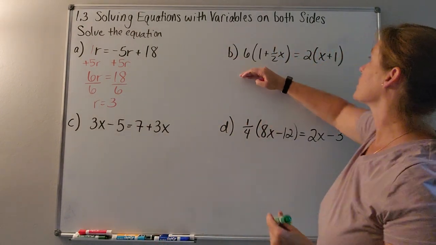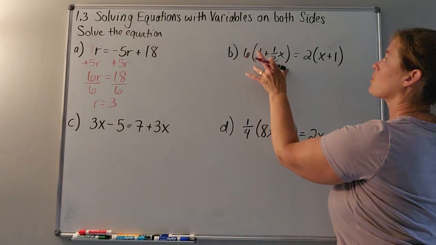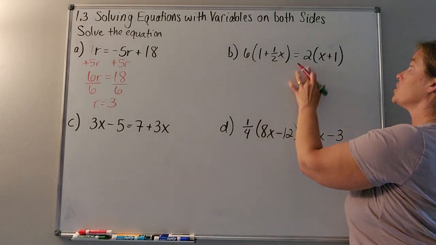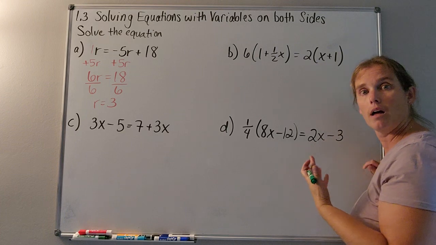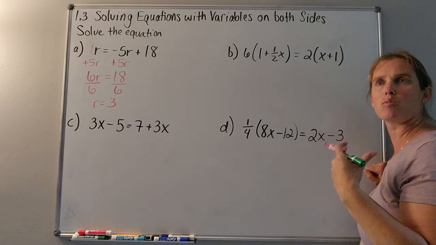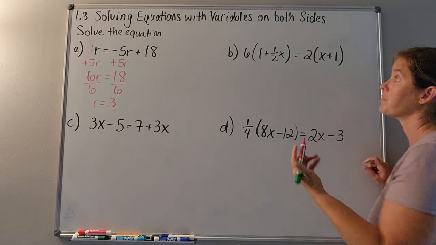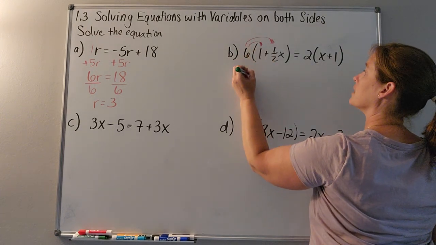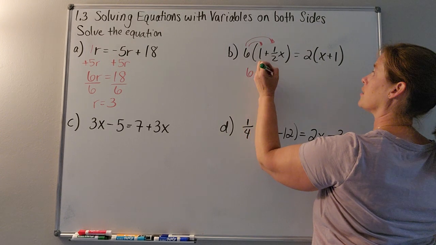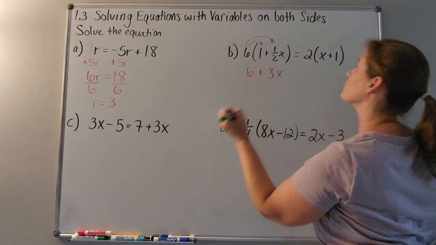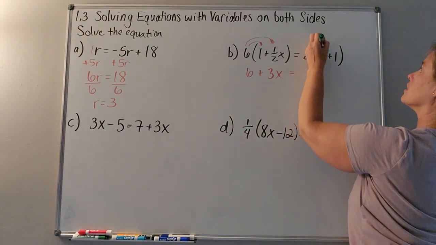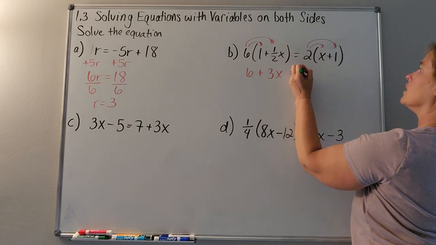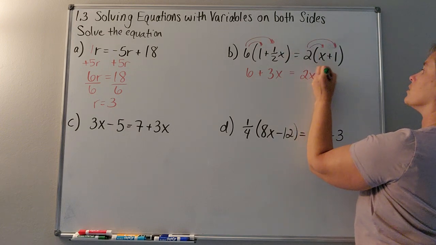All right, over here, example B, 6 times the quantity 1 plus half x equals 2 times the quantity x plus 1. I see parentheses, I see numbers outside of them, I think I better distribute. So 6 times 1 and 6 times a half. So that's 6 plus 6 times a half is 3x. So 6 plus 3x equals, multiply 2 to both things, 2x plus 2.